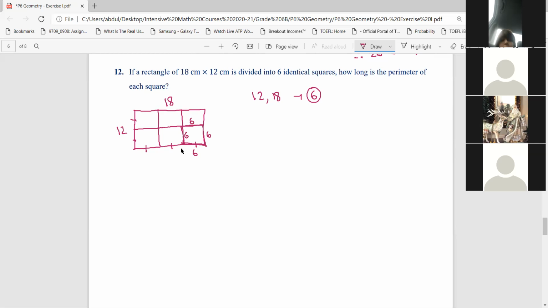What is the question? How long is the perimeter of each square? So the perimeter of this square is 4 times 6, that's equal to 24 centimeters. Okay, good. Any questions? Ali Tayyip, Ismail, Ulkiya, Turan, Sunay?